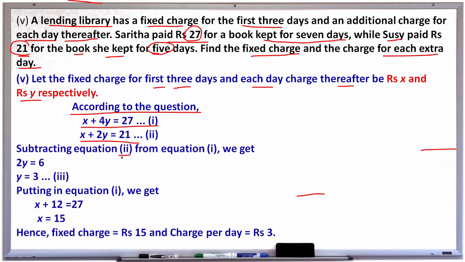Subtracting 2 from equation number 1. So 2 minus 1. So x will get cancelled. Here you will get 2y is equal to right hand 6. So if you divide, y is equal to 3. Putting this value in equation number 1. So x plus 12 is equal to 27. So x is equal to, bring 12 to the right hand side, it will become minus 12. So x is equal to 15.